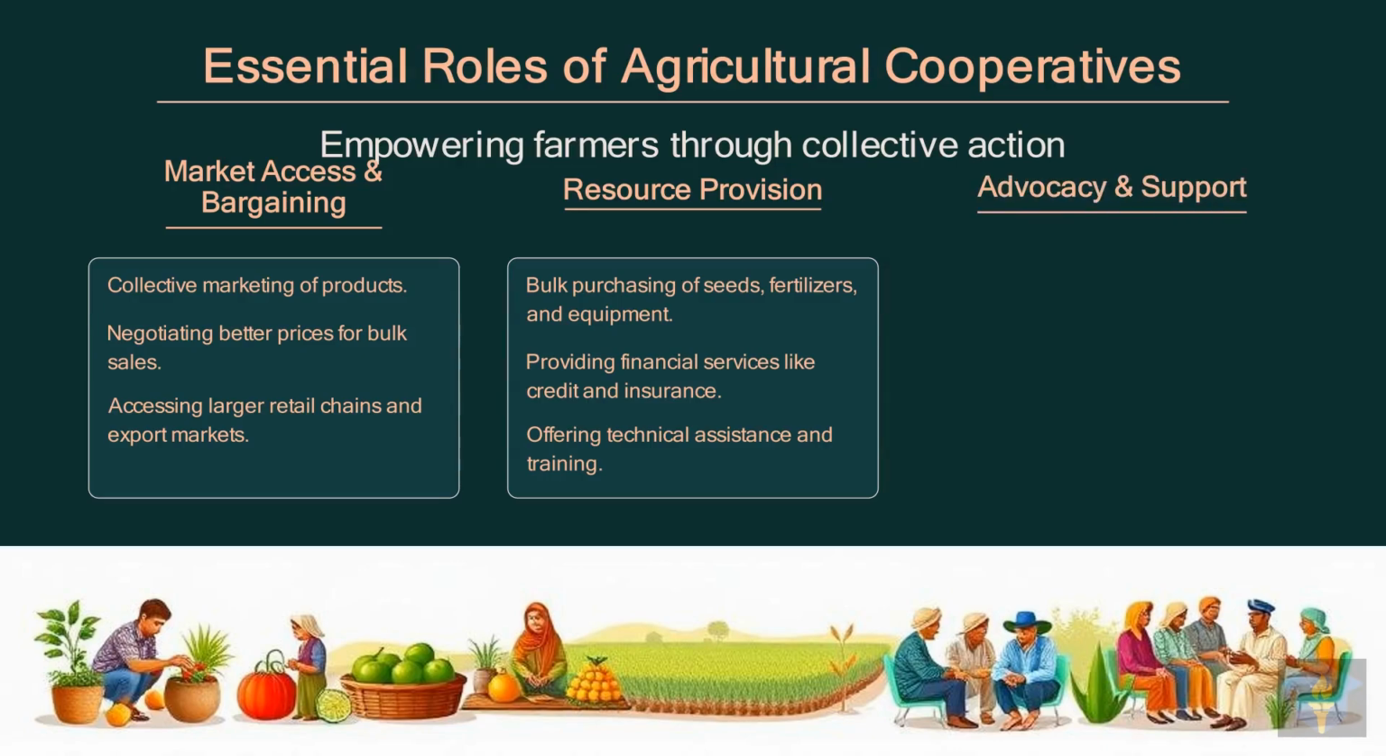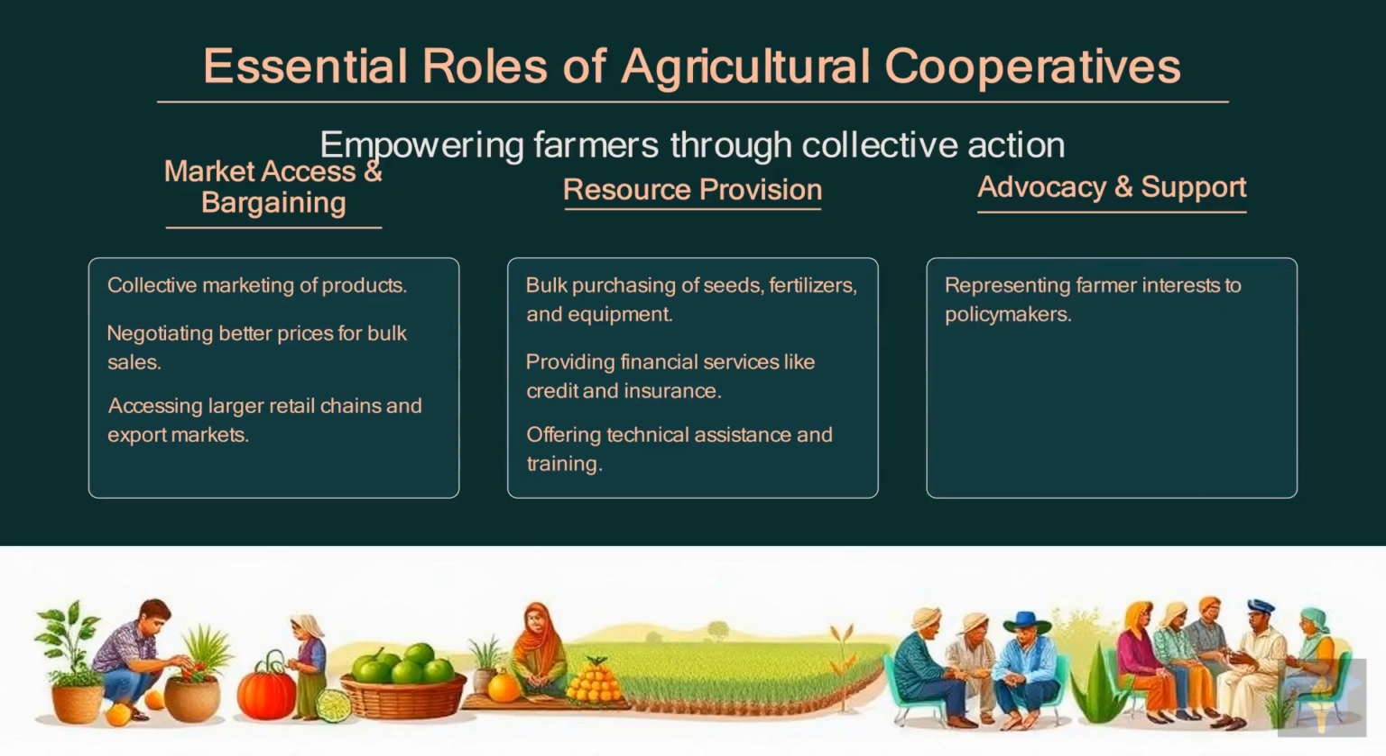Third category: advocacy and support. Cooperatives represent farmer interests to policymakers and government. They help share risks related to weather and market changes. They foster community and social support among member farmers.